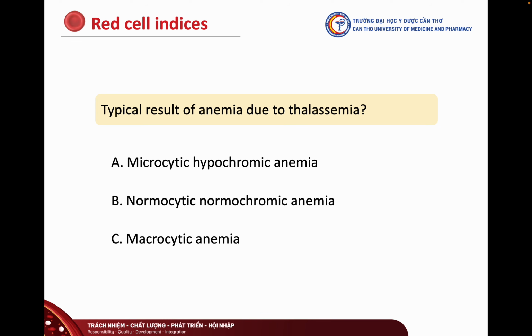Thalassemia is a globin chain disorder. That means hemoglobin can't be synthesized effectively. And when hemoglobin is low, the red cell becomes smaller and contains less color. That's why thalassemia typically presents as microcytic and hypochromic anemia. So, our correct answer is A.